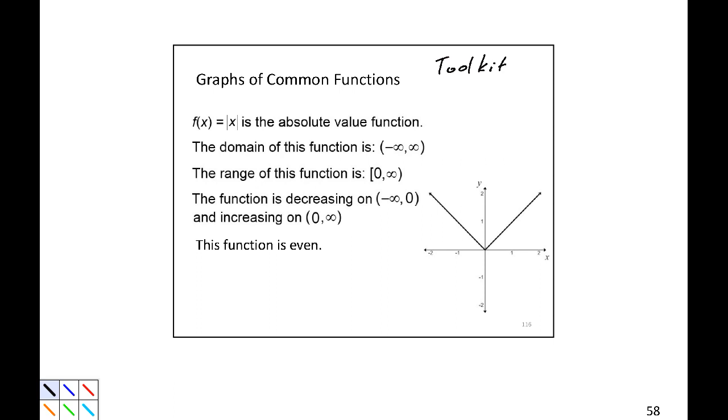The domain of this function is minus infinity to infinity. The range is 0, including 0, to infinity. The function's decreasing on minus infinity to 0 and increasing 0 to infinity, and this function is even. And more importantly, at the moment, here is our graph. It has a sharp corner at 0. And all of these characteristics should seem familiar from our previous sections.